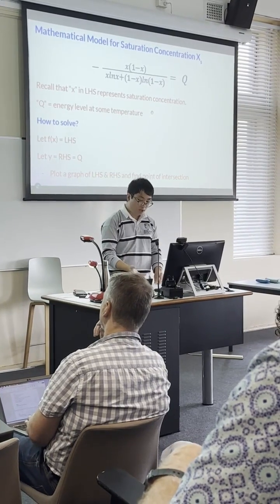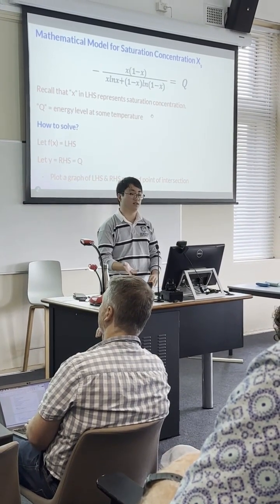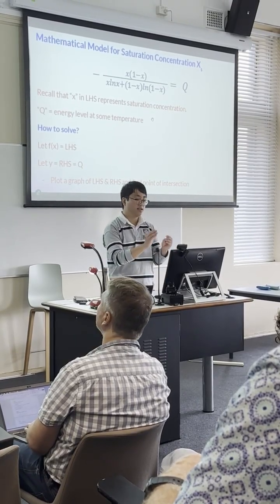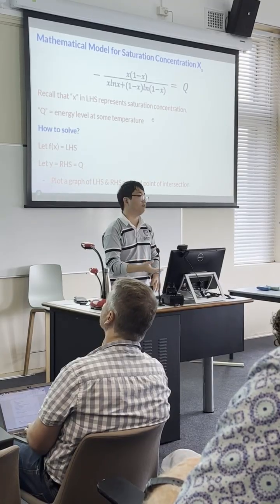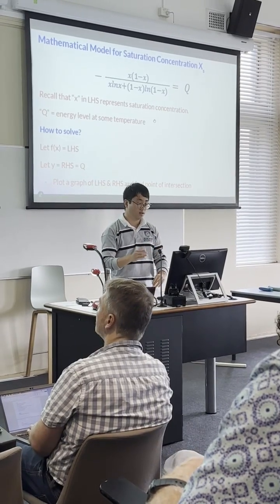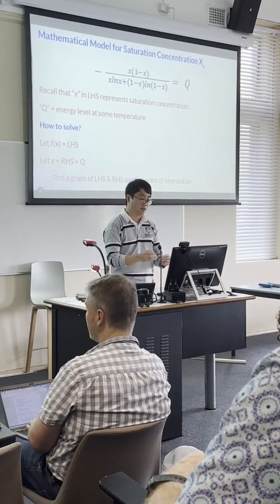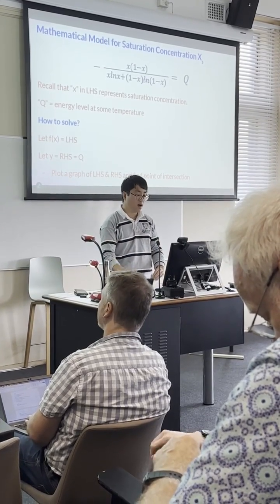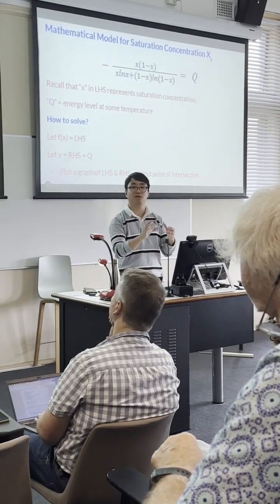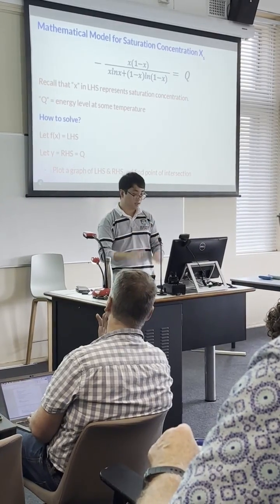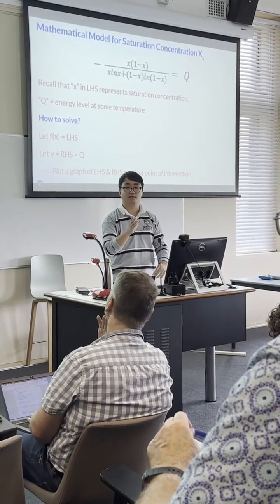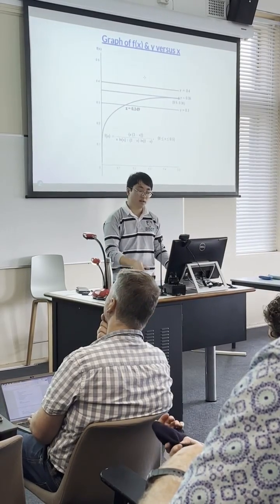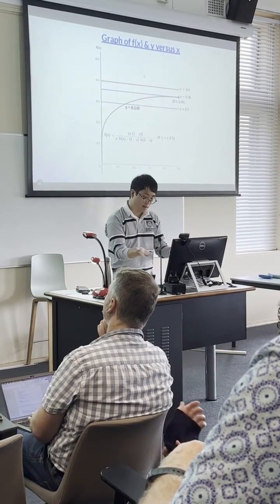A model was developed for calculating the saturation concentration as shown. It looks quite complicated. The x on the left-hand side of this equation represents the saturation concentration, while the q represents some energy at some temperature. To solve this equation, we can plot a graph of the left-hand side, and also plot the graph of the right-hand side. So we get what we see on the slide here.